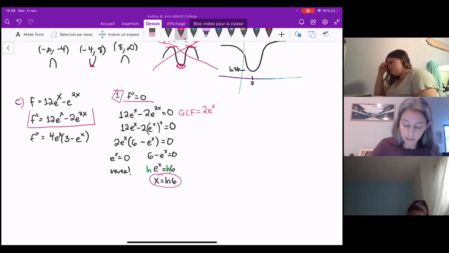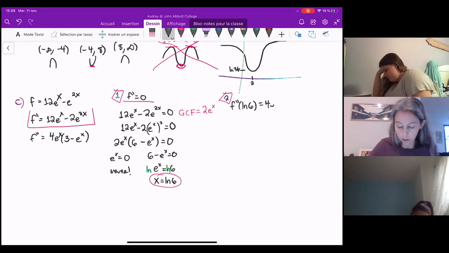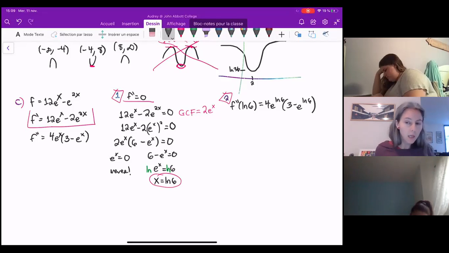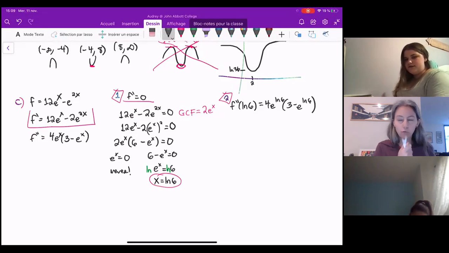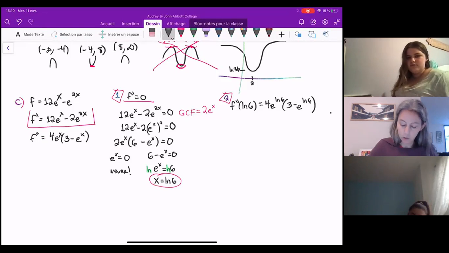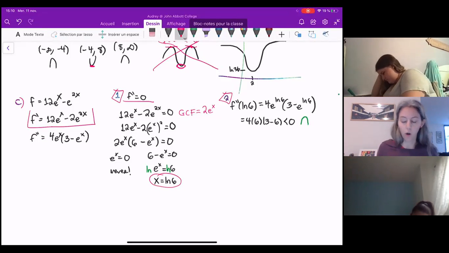And I don't care about where f prime doesn't exist, so I move on to my second step here. I'm doing f double prime of ln 6, and I have 4e to the ln 6 times 3 minus e to the ln 6. What does e to the ln 6 equal? Again, rules from yesterday and rules from when we were doing logarithmic differentiation. You got it, Gwen. 6. So this is 4 times 6 times 3 minus 6, and I can see that it is less than 0. So is this a max or a min? You got it. It's a max.